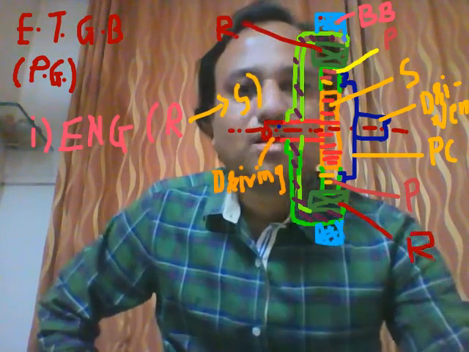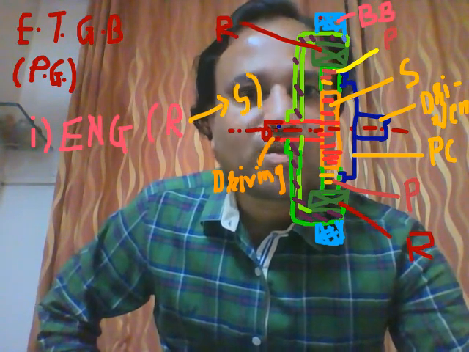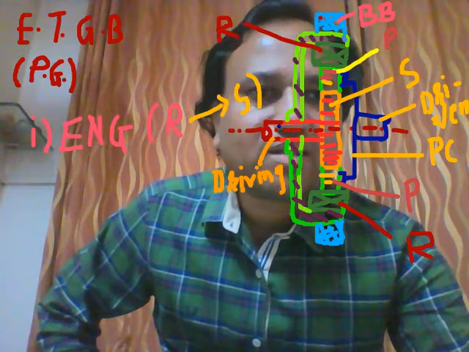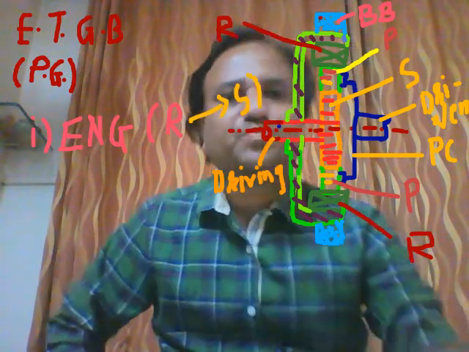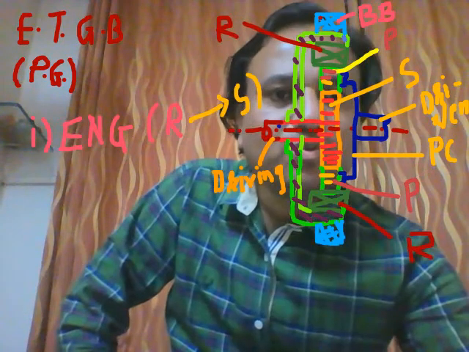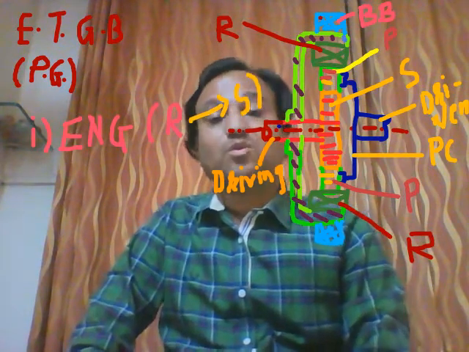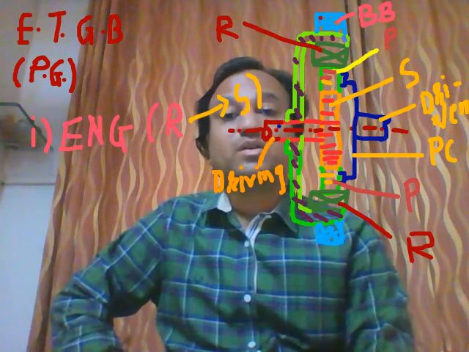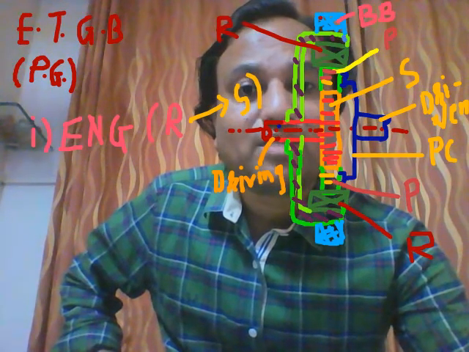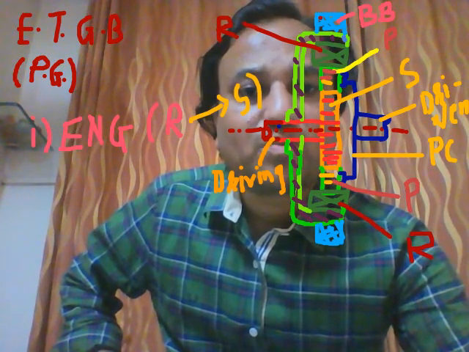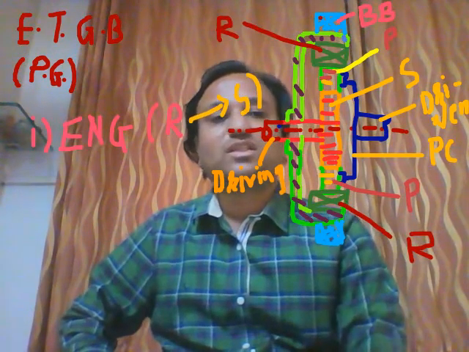So motion or power from the sun gear will be transmitted to the planet gear and planet carrier, and from the planet carrier to the driven shaft, and from the driven shaft to the propeller shaft. Now the disengaged position: the engine power does not produce motion of the driven shaft, though the driving shaft is rotating. That is, engine power is not transmitted to the driven shaft.